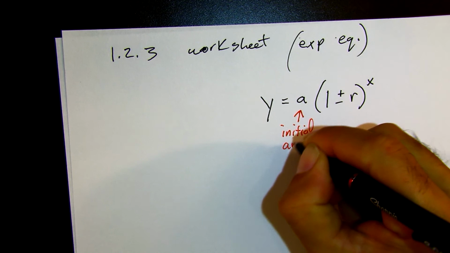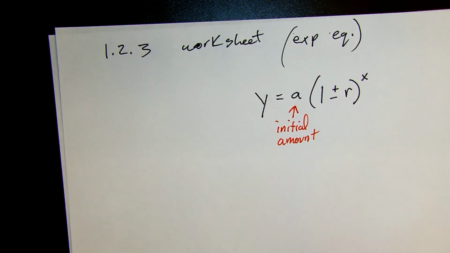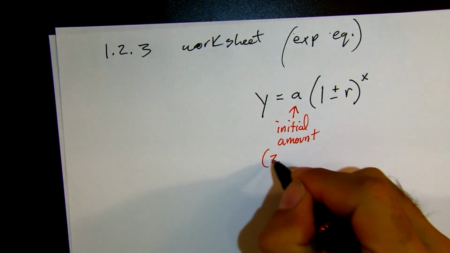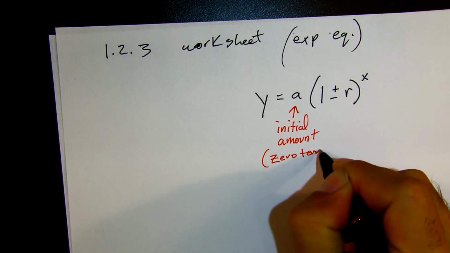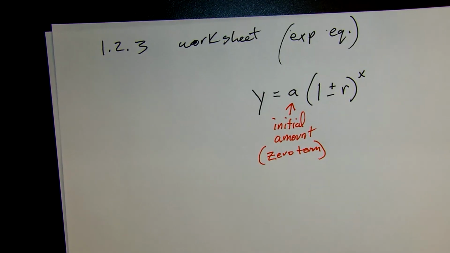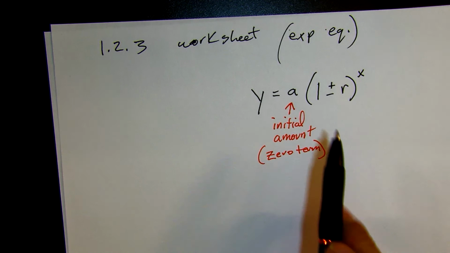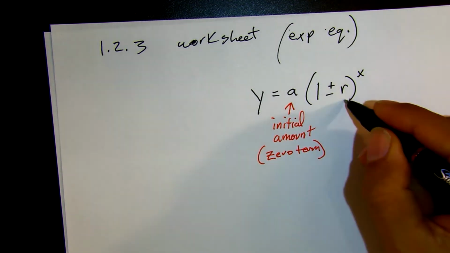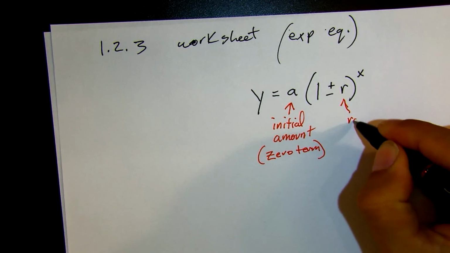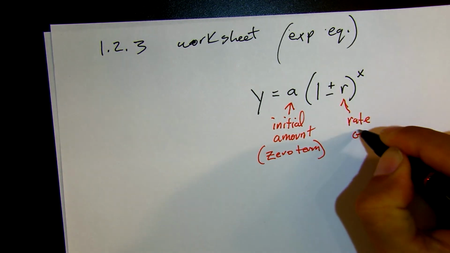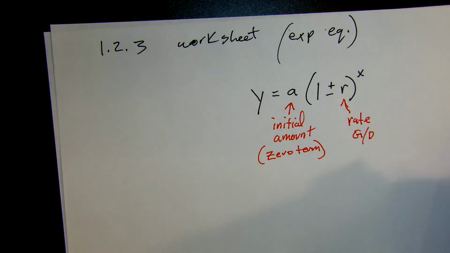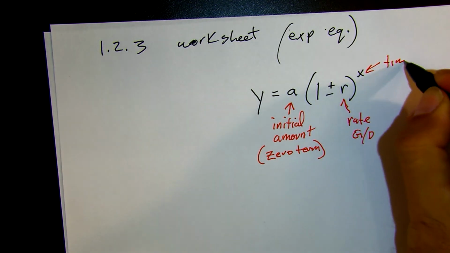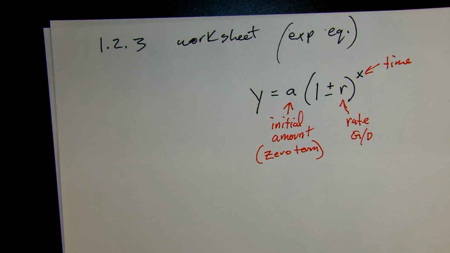This right here is our initial amount, right? And you may have seen this term here. This is our zero term. The zero term is after zero amount of time has gone by. Okay. So I know that when zero time has gone by, I'm at my initial amount. We haven't had any growth or decay. It just started. Okay. Here's our rate. That might be growth. It might be decay. And this is our time. Okay. So these are the three elements that we're going to keep coming back to.